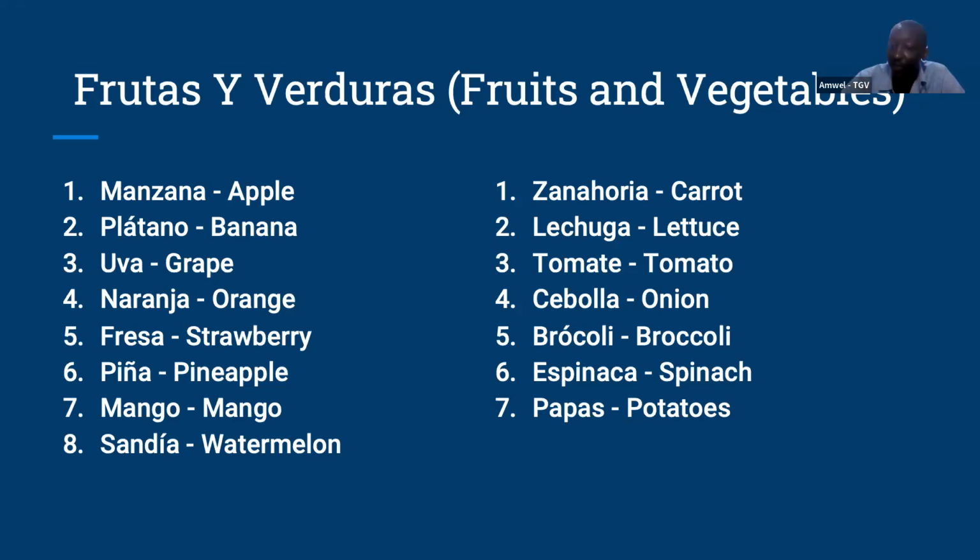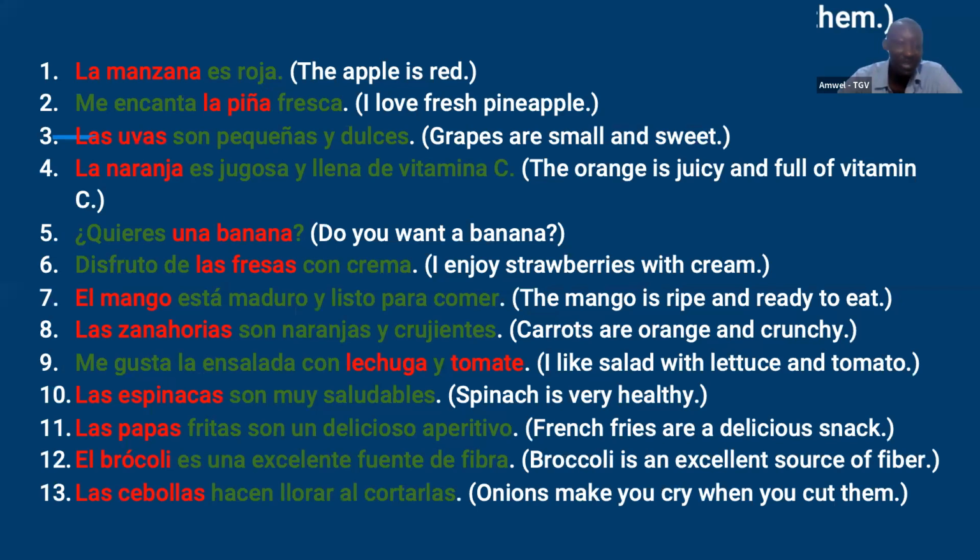Then for vegetables, we have zanahoria, we have lechuga, we have tomate, we have cebolla, we have broccoli, we have espinaca, we have peppers. All right. Then with those, we look at a few example sentences of vegetables and fruits, so that we can get familiar with them.